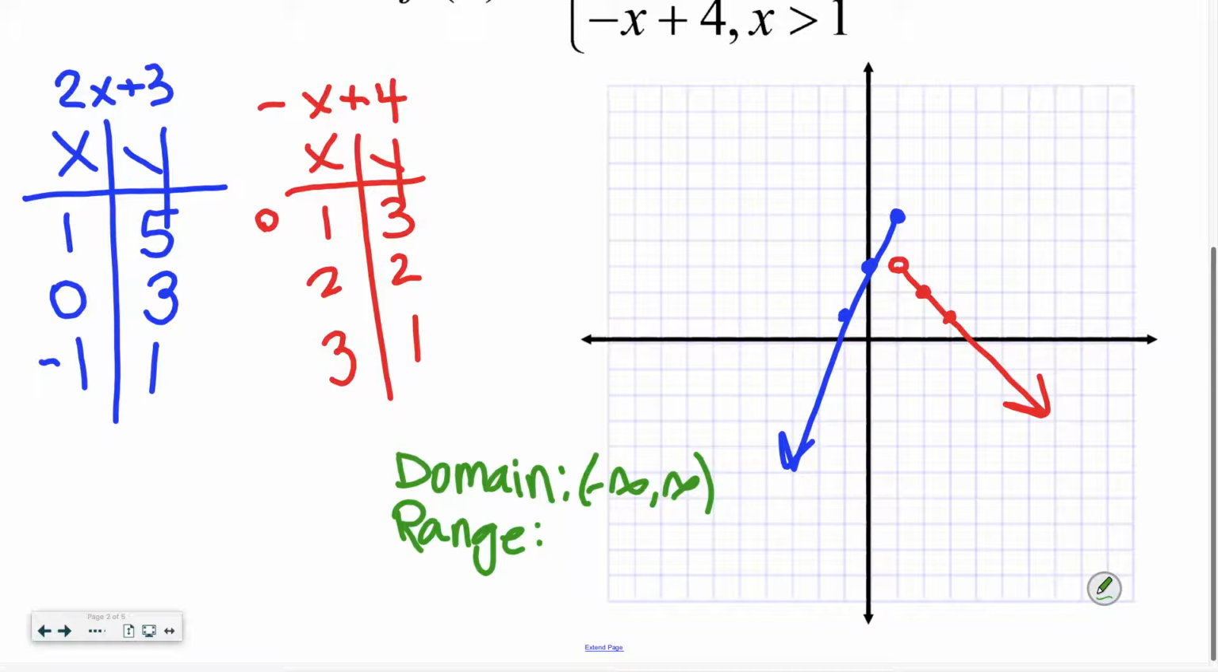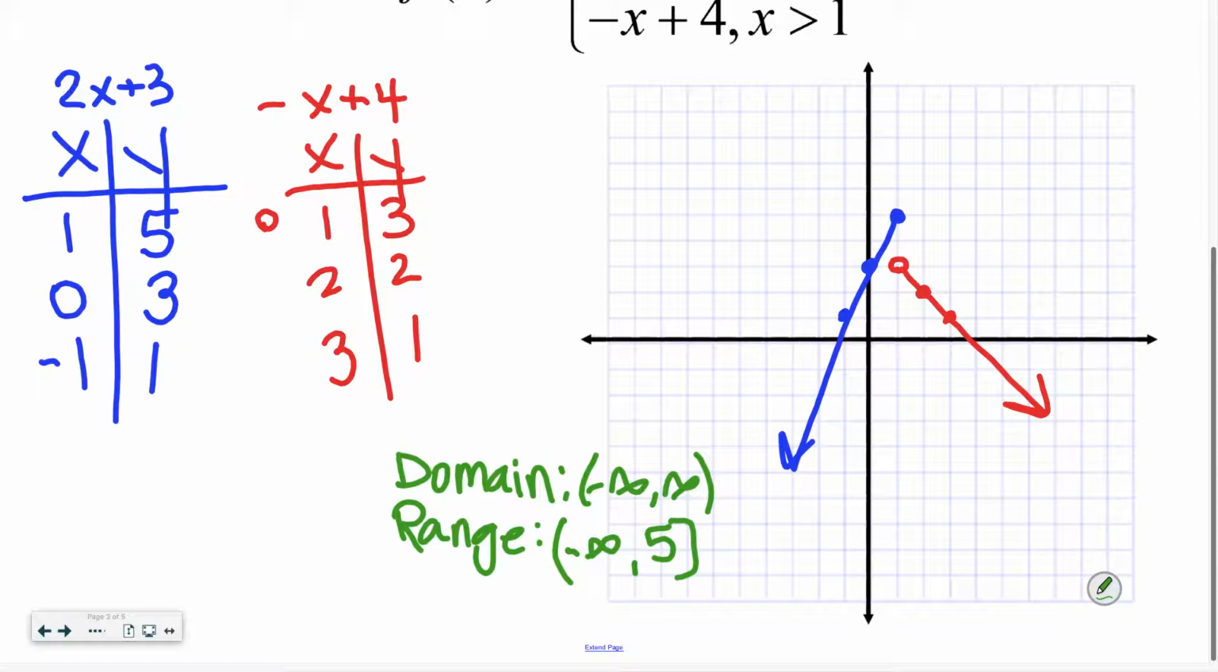Jack, what do you have for your range? Well, it starts at 5 at the top and goes to negative infinity. Okay, it starts at 5 at the top and goes to negative infinity, so I'm going to write it in this order. And will there be a bracket or parentheses on 5? There'd be a bracket, because we do include that value.